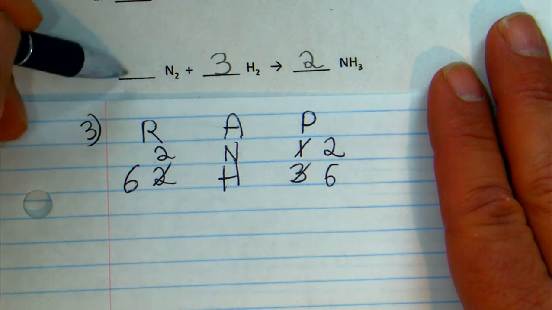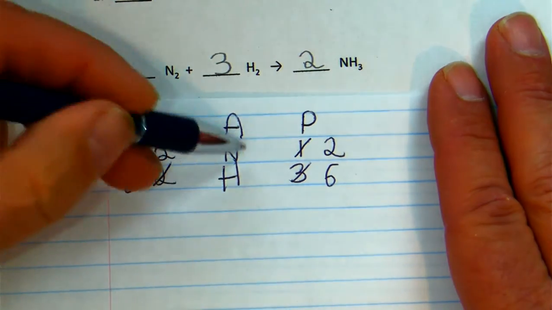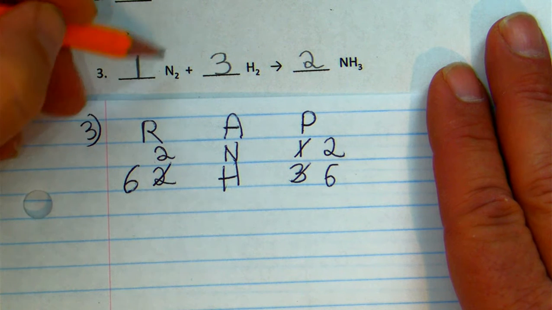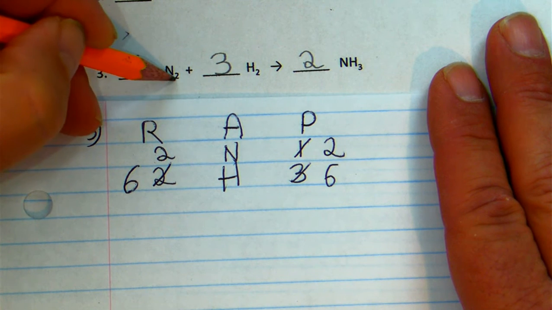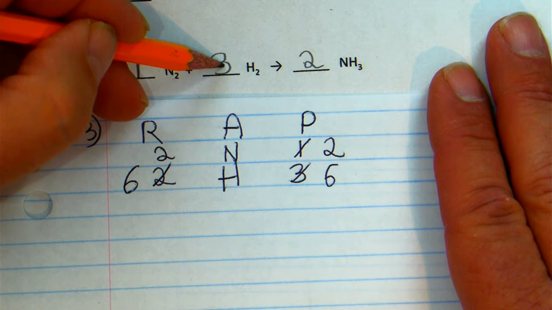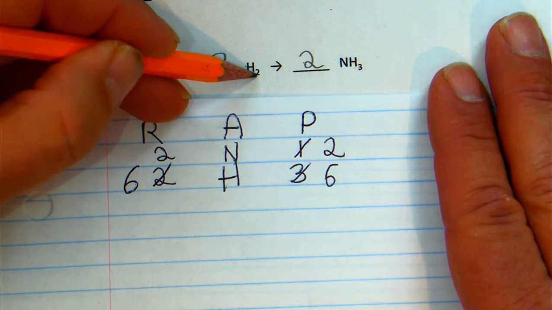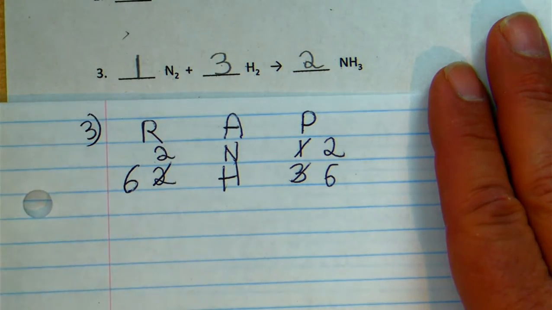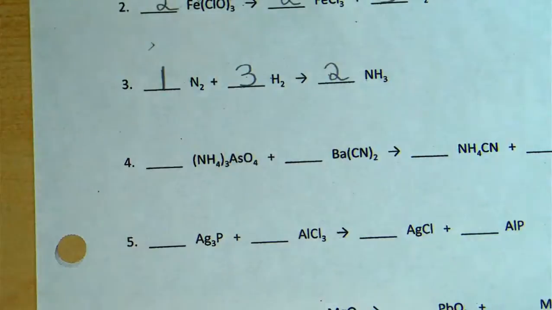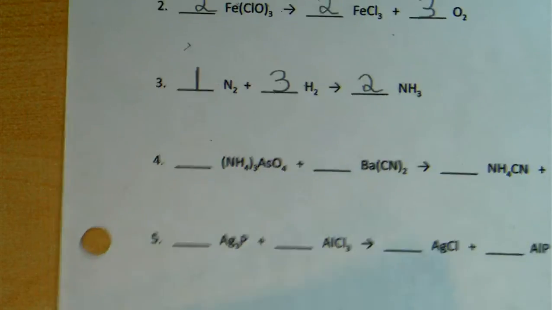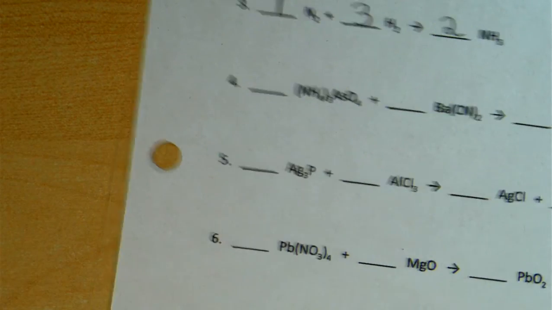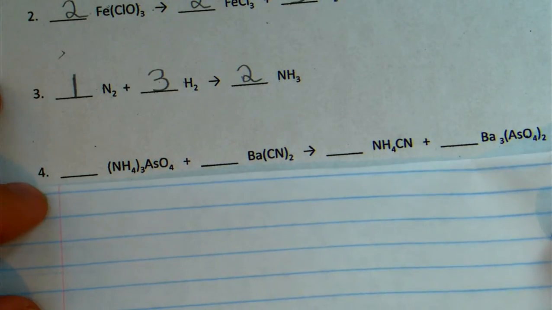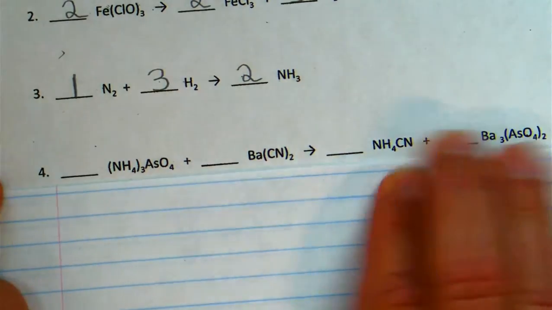I currently have two nitrogens on the left, 2 on the right, and it is all balanced. So we would say I have 1 molecule of nitrogen gas combines with 3 molecules of hydrogen gas to form 2 molecules of ammonia. All right, do the next one. Beat me. And if you're playing this video afterwards, pause it now, solve it, and then play the video to see what I come up with.